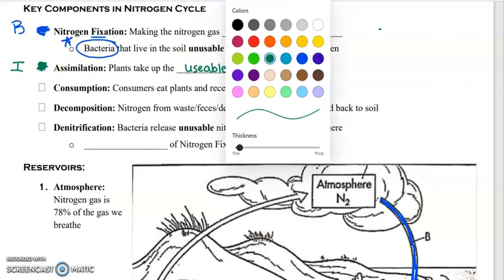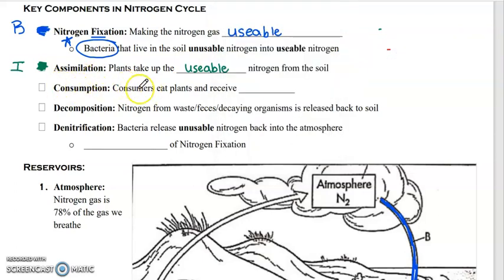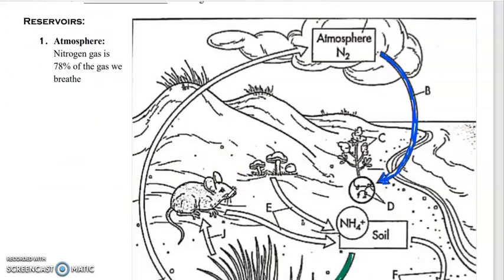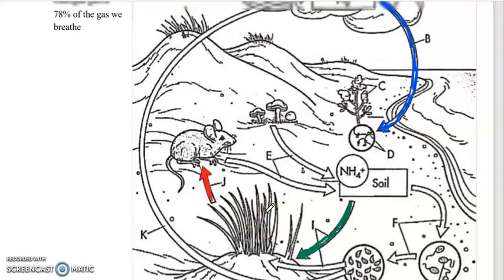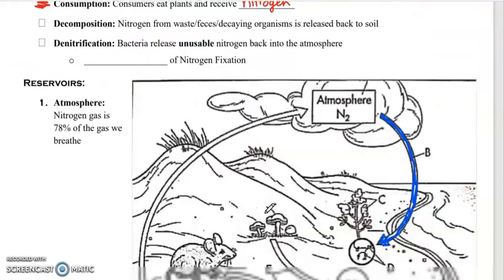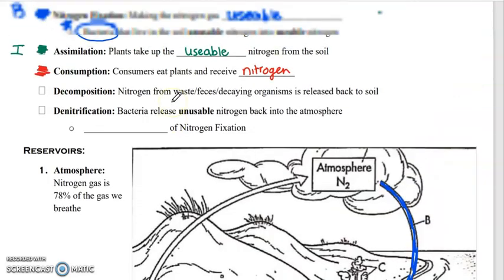But now that it's in a plant, how are we going to get it to other living things? That will be our next step, consumption. Consumers eat plants and then receive that nitrogen. It could be that an herbivore eats a plant, or it could be that a carnivore eats another animal. So I think here we see J. That mouse is now eating the grass and getting the nitrogen. But remember, it's a cycle. What arrow is that? J. So let's write up J.